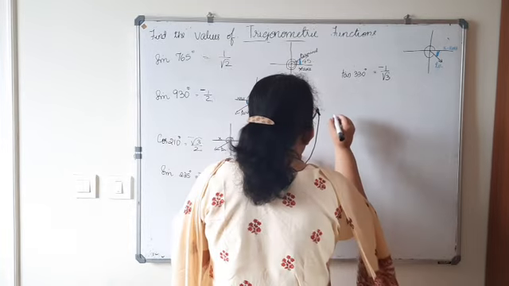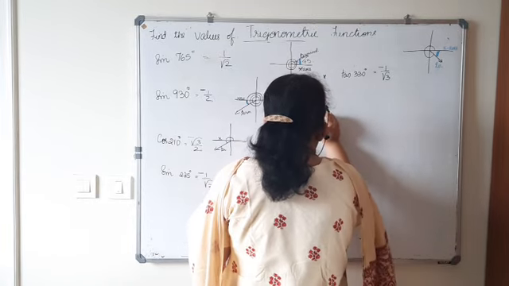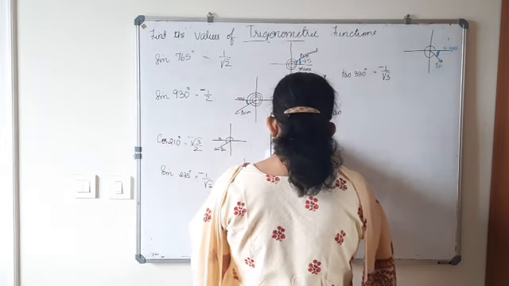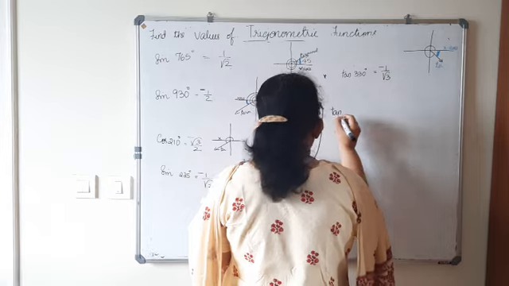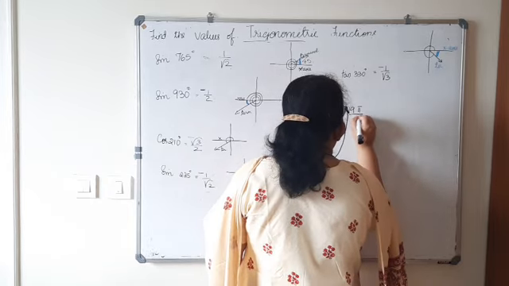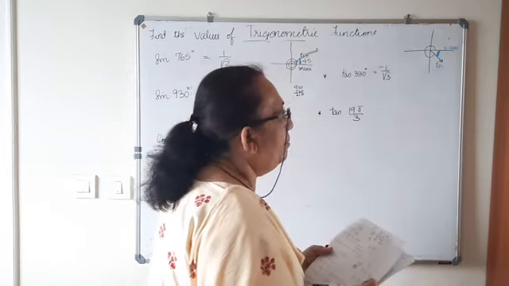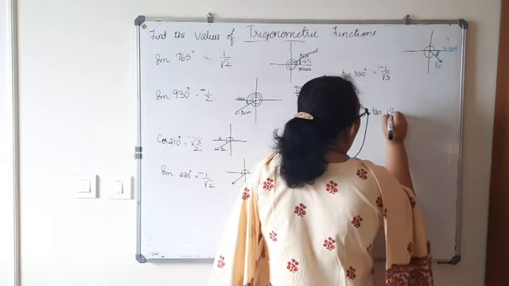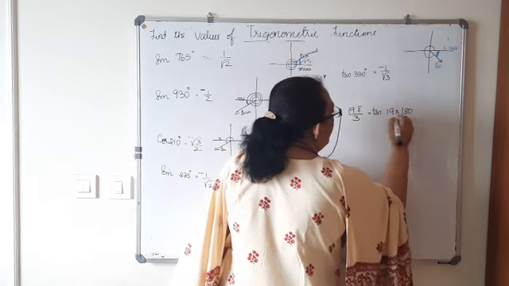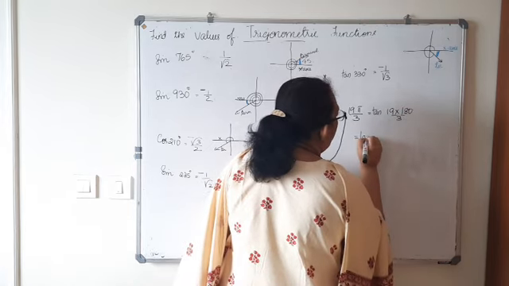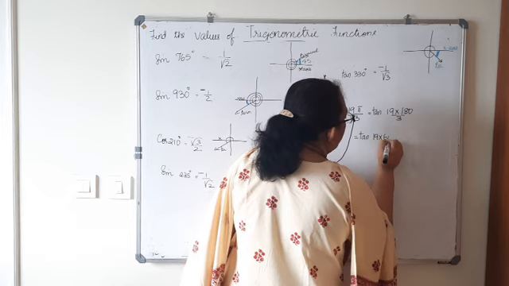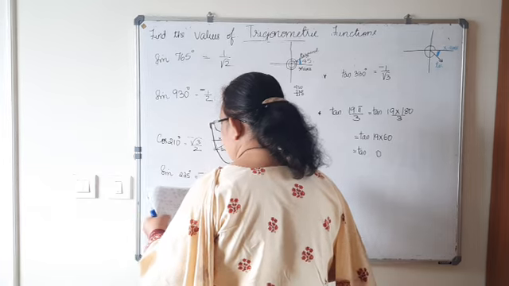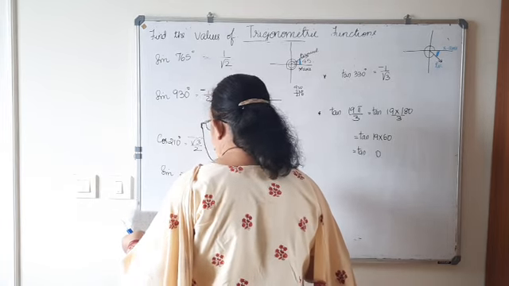Next one, tan 19 pi by 3. You convert it into degrees. That is equal to tan 19 into 180 by 3. That is equal to tan 19 into 60. Tan 1140.